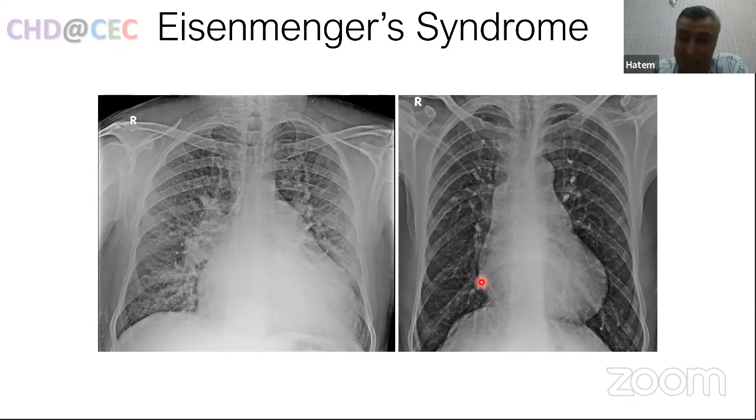And so a patient with Eisenmenger syndrome has no cardiomegaly, has oligemic lungs, but you can still appreciate that the pulmonary artery shadow is big because pulmonary artery pressure is high, and this pulmonary artery is distended. So Eisenmenger syndrome is a sad thing because this is a totally preventable disease.